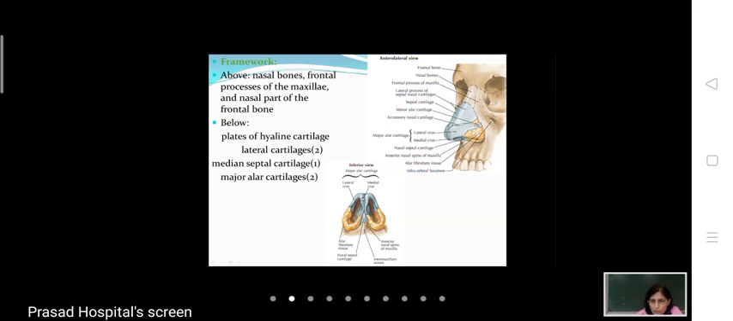The medial crus of the two sides, they unite by a fibrous tissue and they form the mobile part of the external nose, the lowest part of the external nose, which you could easily palpate in yourself. It is called columella.